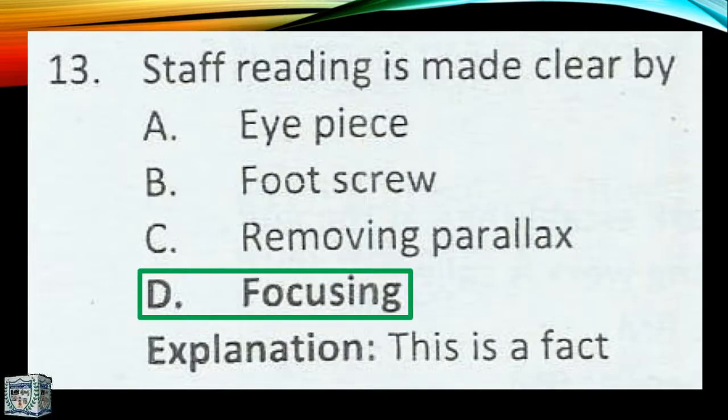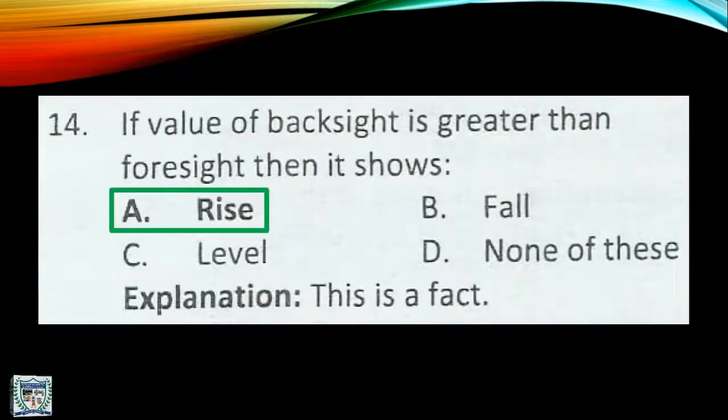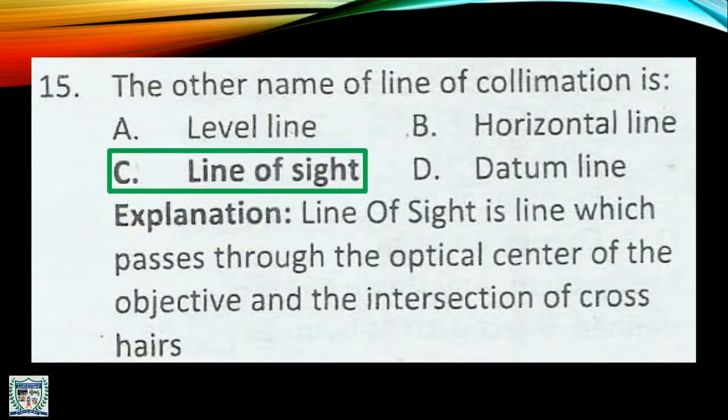Question 13. Staff reading is made clear by focusing. Option D, it's a fact. Question 14. If the value of backsight is greater than foresight, then it shows a rise. Option A, it's a fact. Question 15. The other name of line of collimation is option C, line of sight.